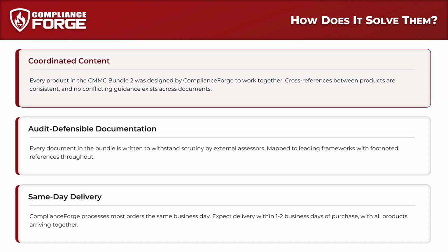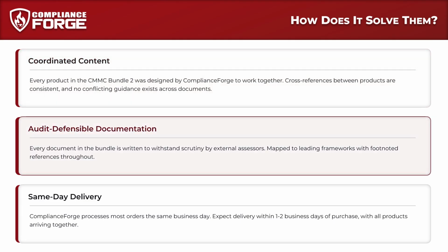The first is coordinated content. Every product was designed by ComplianceForge to work together. Cross-references between products are consistent, and no conflicting guidance exists across documents. The second is audit defensible documentation. Every document is written to withstand scrutiny by external assessors, mapped to leading frameworks, with footnoted references throughout.